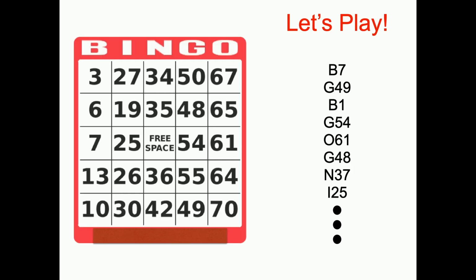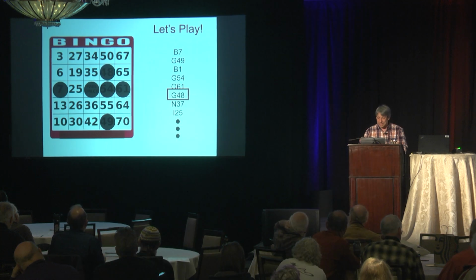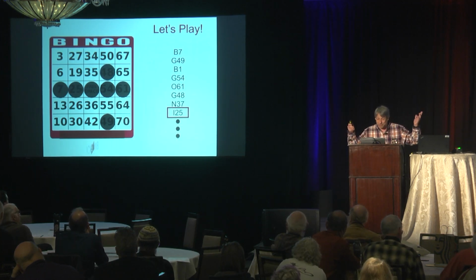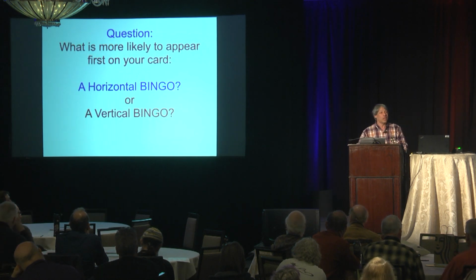Here, let's play a quick game of bingo in case you haven't played before. I'll start with the free space. And then let's see, B7, ooh, I've got that. B1, yes, I've got that. G49, didn't have that. G54, I've got that. O61, yes. G48, yes. N37, no. I25, hooray, bingo. Okay, so you get a bingo once you get 5 horizontal or 5 vertical or diagonal.